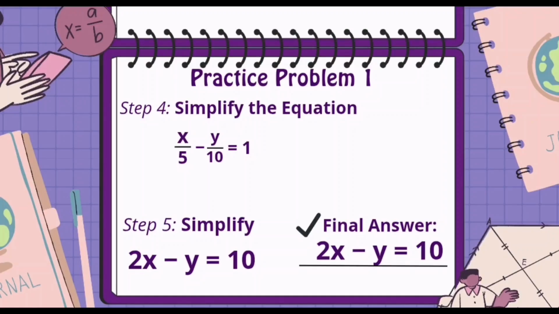Step 5 is to simplify this. Distribute 10. 10 divided by 5 is equal to 2, which gives 2x. 10 divided by 10 is equal to 1, which gives y. So the answer is 2x minus y is equal to 10. So the final answer is 2x minus y is equal to 10.